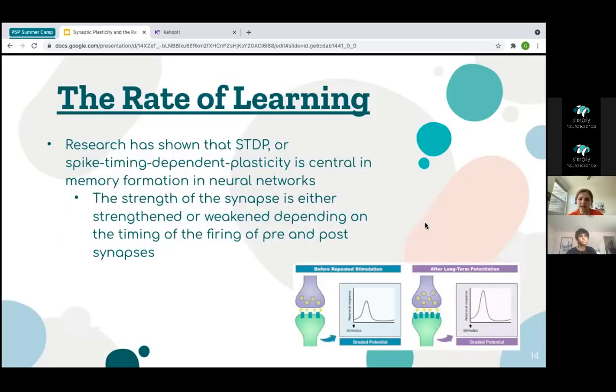Yeah, so the rate of learning is an interesting topic involved with synaptic plasticity. Research has shown that STDP, which stands for spike timing dependent plasticity, which is a mouthful, is central in memory formation in neural networks. The strength of the synapse is either strengthened or weakened depending on the timing of the firing of pre and post synapses. So that's another layer of synaptic plasticity, along with the changing of the amount of receptors on the receiving neuron. The next slide will focus on a study that contributed to this research.